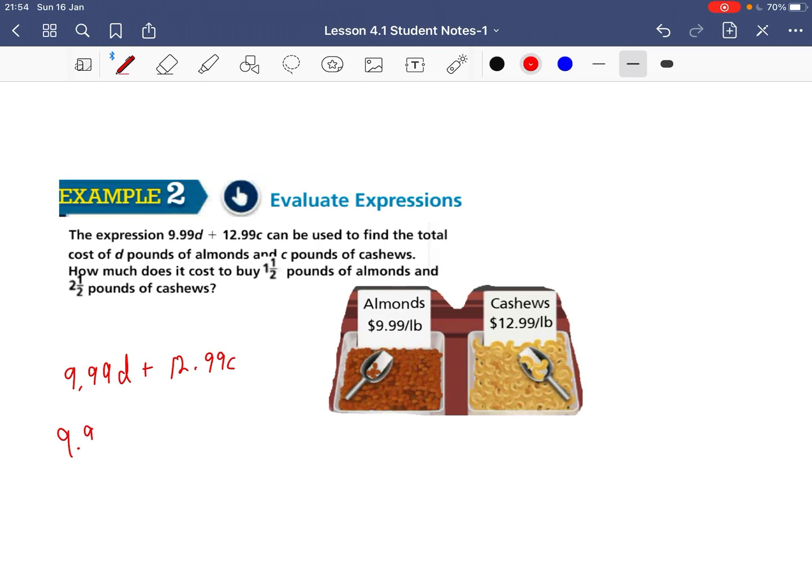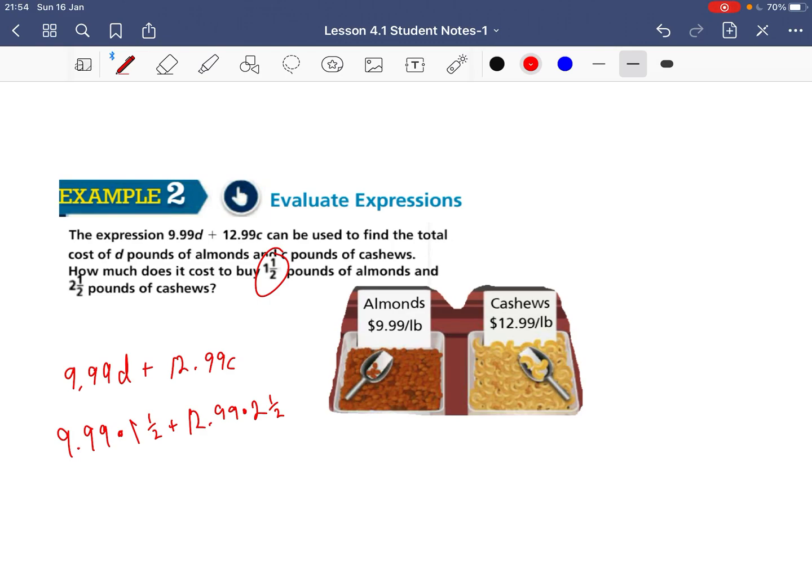So 9.99 times 2.5 plus 12.99 times 2.5. And there is a typo right there. Checking to see if you're paying attention. It's 1.5. Okay, so then you can go ahead and use your calculator. I'm fine if you use a calculator as long as you write this out.